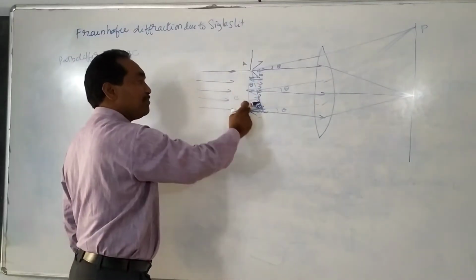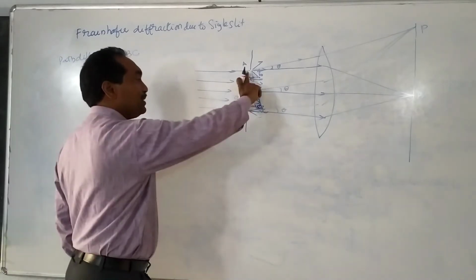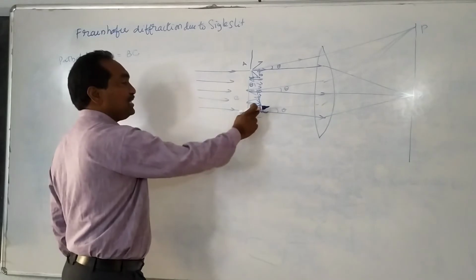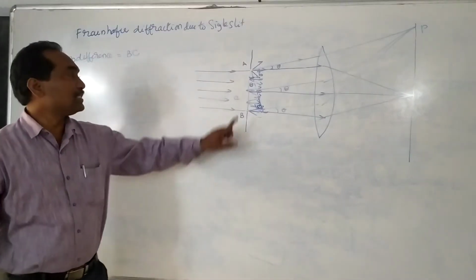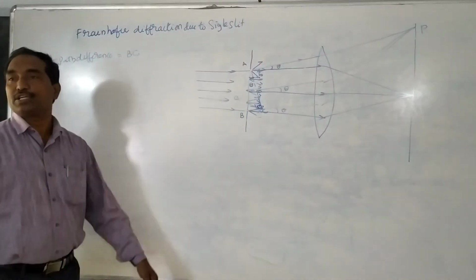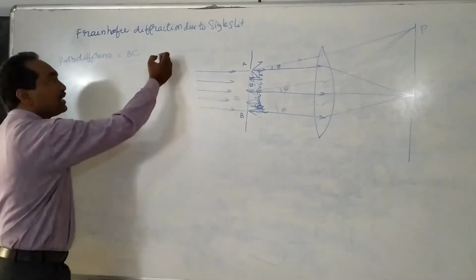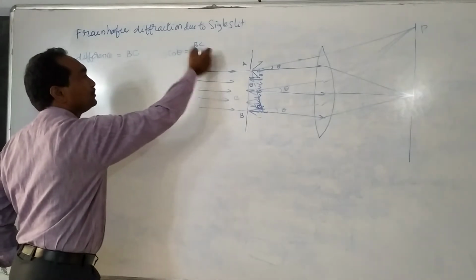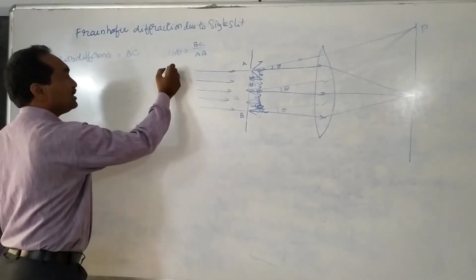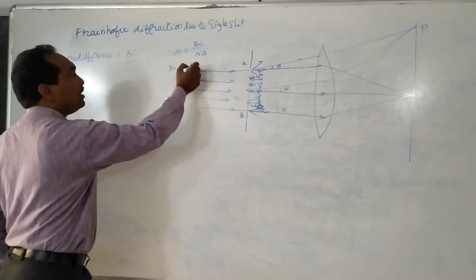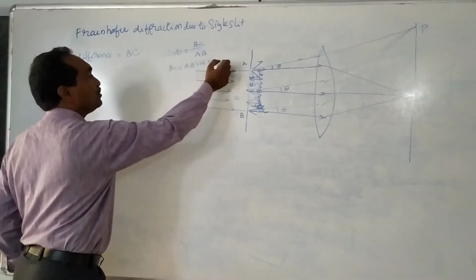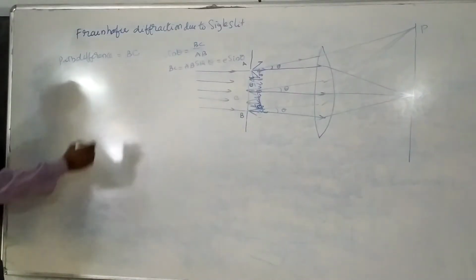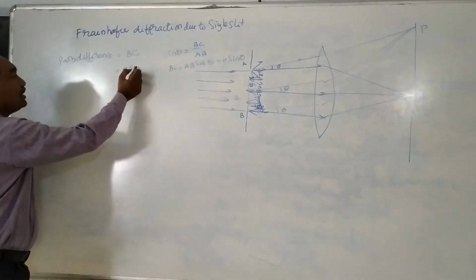From the triangle ABC, we know AB is equal to e, angle BAC is equal to theta, and BC is opposite. So opposite and hypotenuse are there, and that is the trigonometric ratio sin theta. From that, sin theta is equal to BC by AB. Of course, BC is equal to AB sin theta, but we know AB is equal to e, so the path difference is equal to small e sin theta.